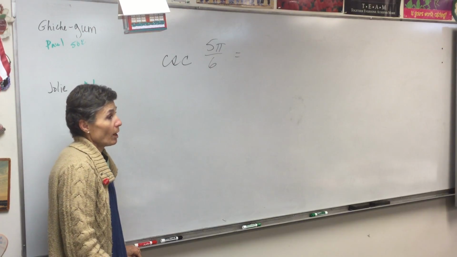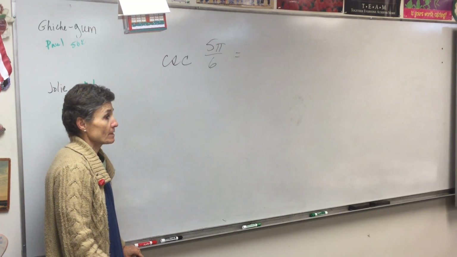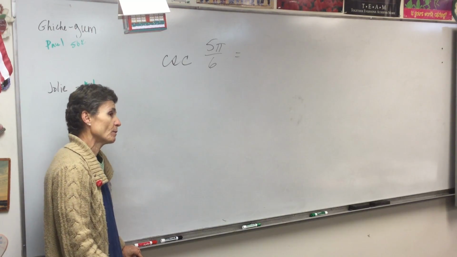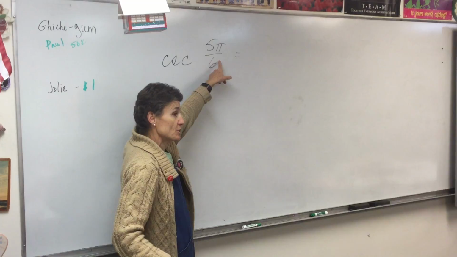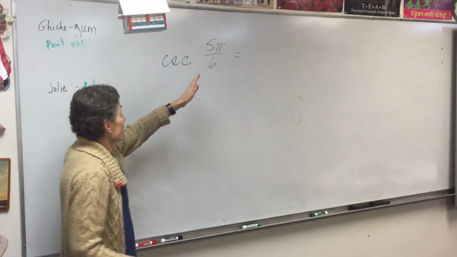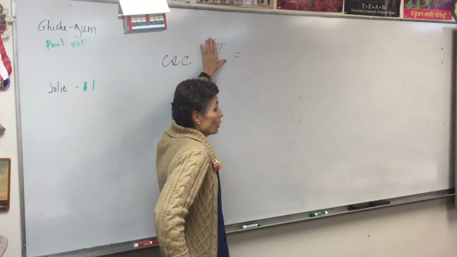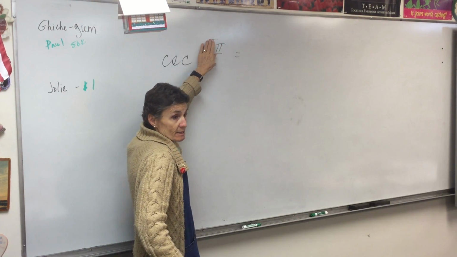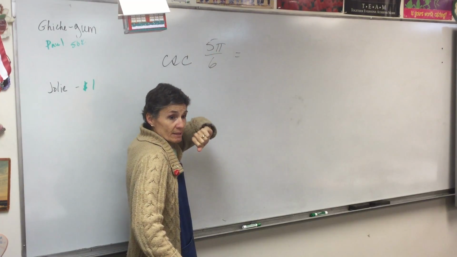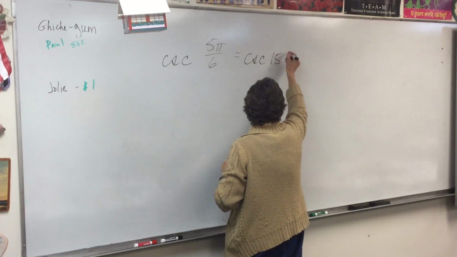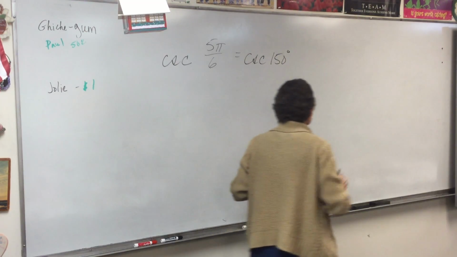Well, we're probably not used to radians enough at this point to do the problem in radians. So you might want to go ahead and change that guy into degrees. And you can do that with a shortcut. You know pi is 180. A sixth of it is 30 times 5 is 150. So we can say the cosecant of 150 degrees.